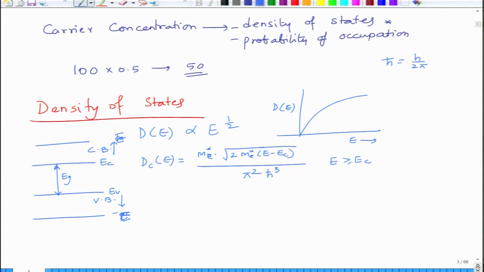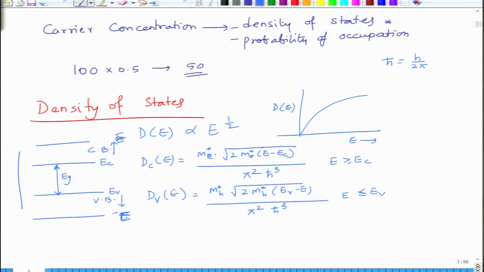So of course at Ec this will become equal to 0. So you have 0 density of states at Ec and higher density of states at higher energies. States increase in number as you go to higher energies, and then dV(E) is the analog of it. This is basically mh star into square root of mh star into Ev minus E divided by pi square into h cross cube. This is for energies E less than or equal to Ev. So if that is the case, then you can plot these.